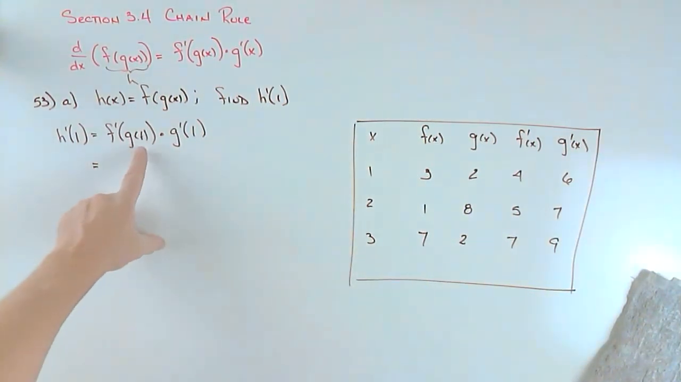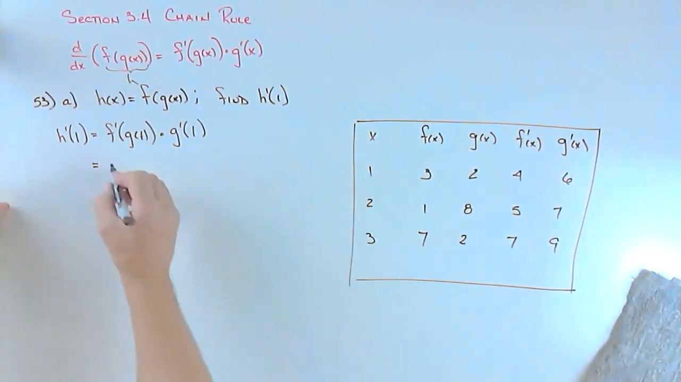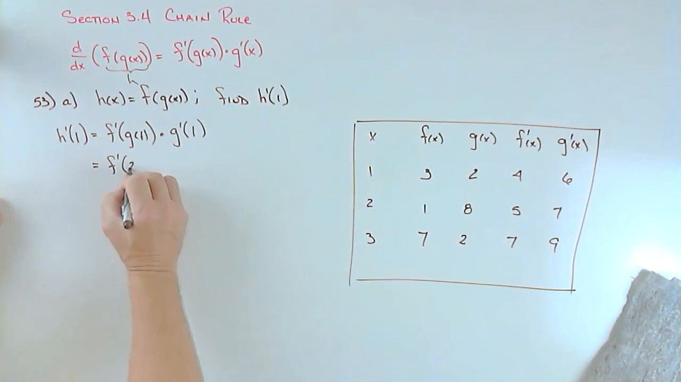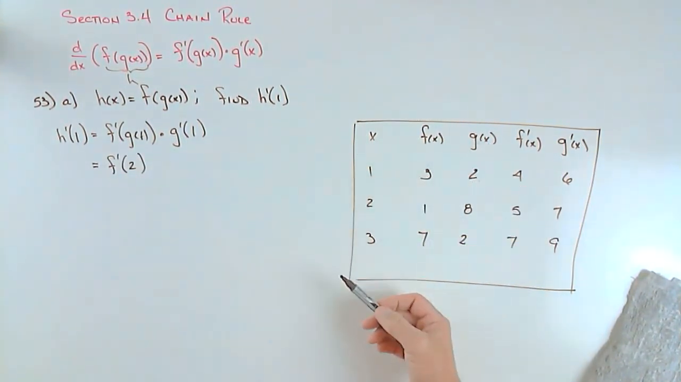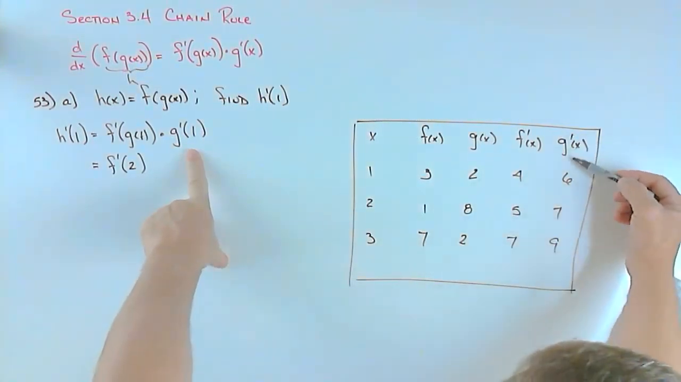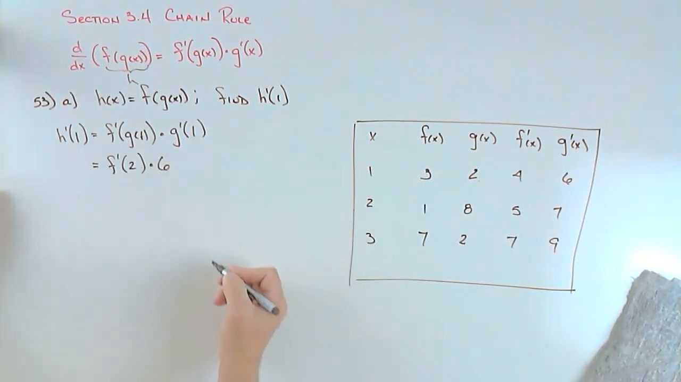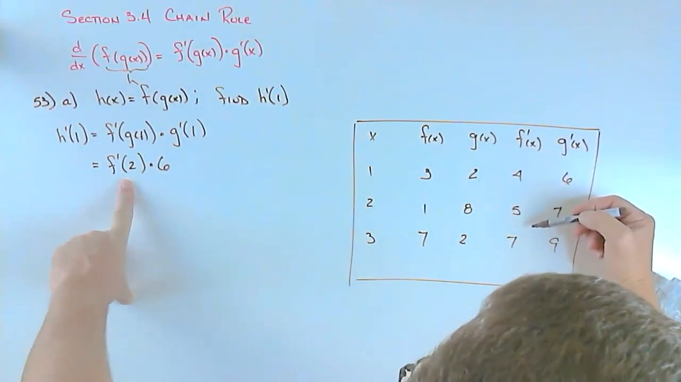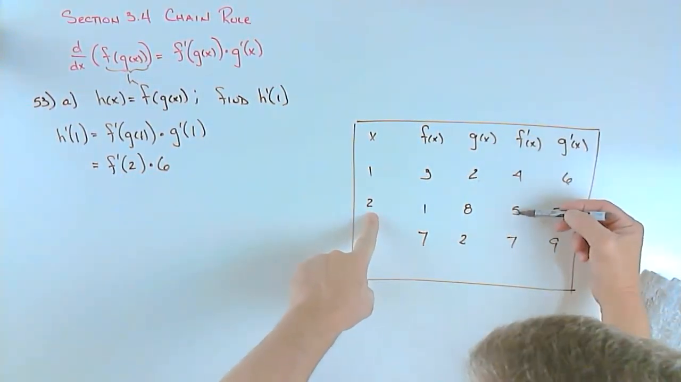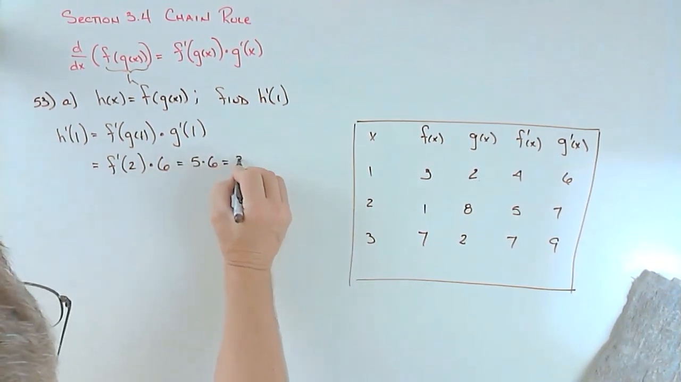Well, if we look at this, this is g of 1. Here's 1, g of 1 is 2. So this becomes f prime of 2, because g of 1 from our table, here's our x value of 1, g of 1 is 2. g prime of 1, here's g prime. g prime of 1 is 6. So this is going to be times 6. Well, now I need to know what f prime of 2 is. f prime is this column right here. Here's 2. f prime of 2 is 5. So I get 5 times 6, or I get 30.